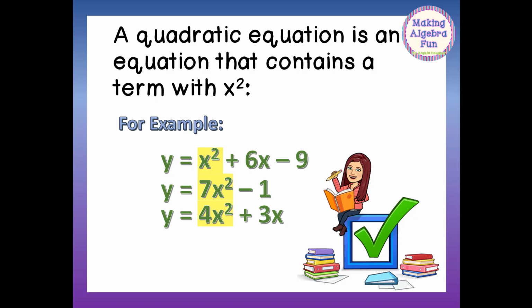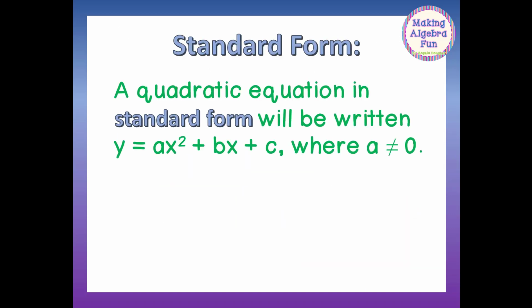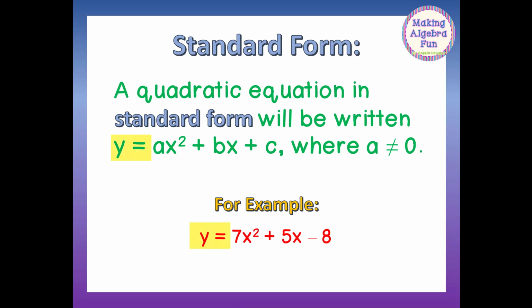So now that you can recognize a quadratic equation, I want to talk about what it means to be in standard form. Standard form of a quadratic equation will always be written the same way. You will have y equals, then you will have your x squared term, then your x term, then your constant. For example. So let's just look at the location of each item. You can see that it starts with y equals, and then you have your x squared term, and then your x term, and then your constant.